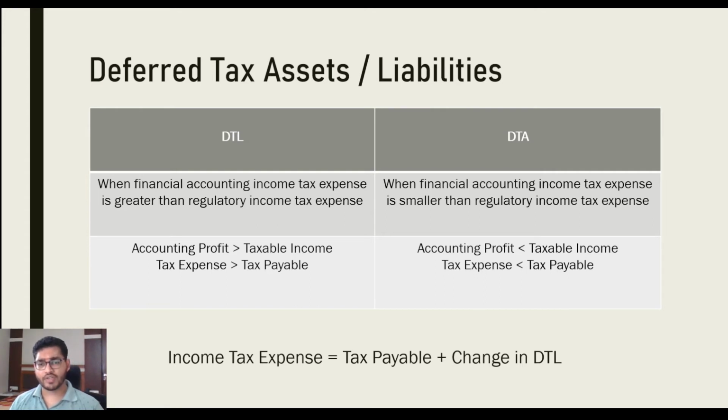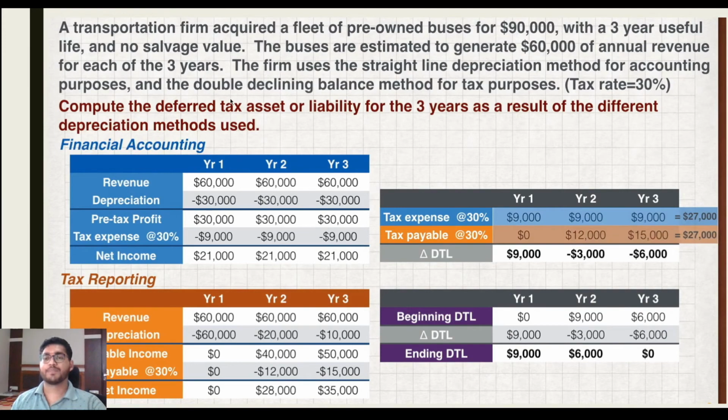There's one important formula to keep in mind while calculating deferred tax assets and liabilities, which is income tax expense equals tax payable plus changes in deferred tax liability. Or you can also use another formula which says income tax expense equals tax payable minus changes in deferred tax assets. We will thoroughly use this formula in our next slides, which is going to be an example.